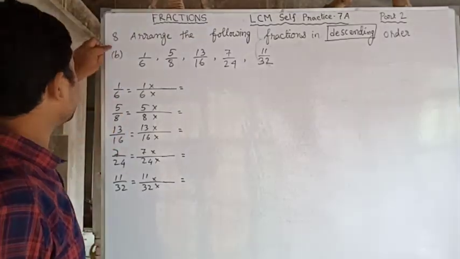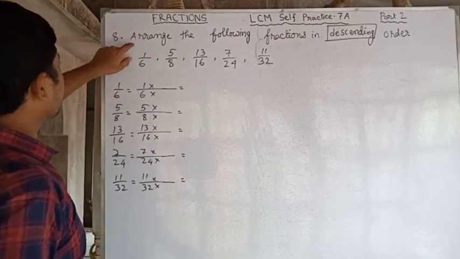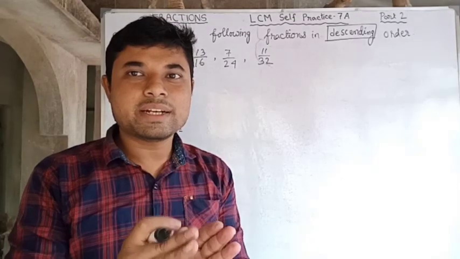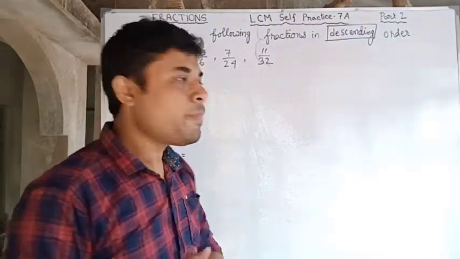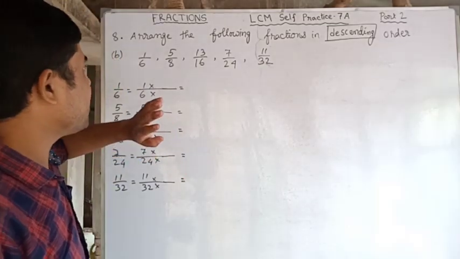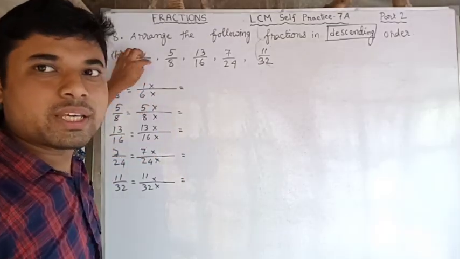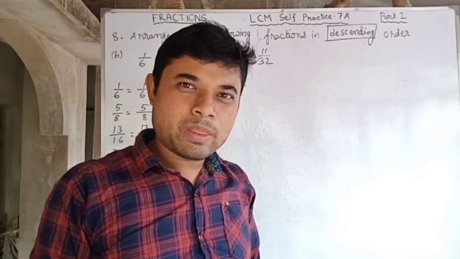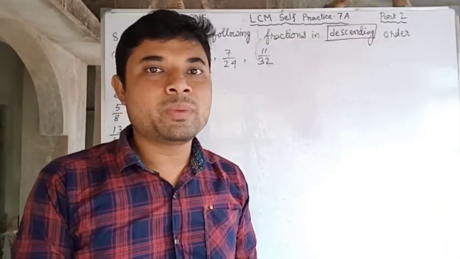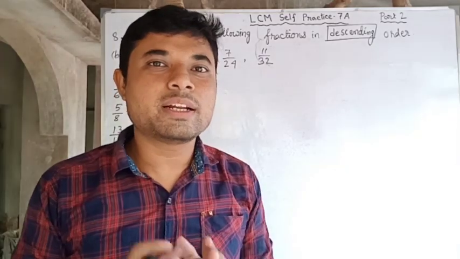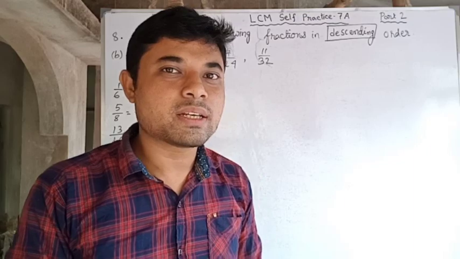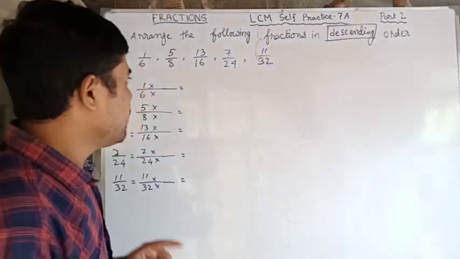Okay, my dear students, now question number 8. Arrange the following fractions in descending order, that means larger to smaller. These fractions are given. See here, neither the numerators are the same nor the denominators are the same. So if the denominators or numerators are different, what is the rule, what is the process? Very easy.